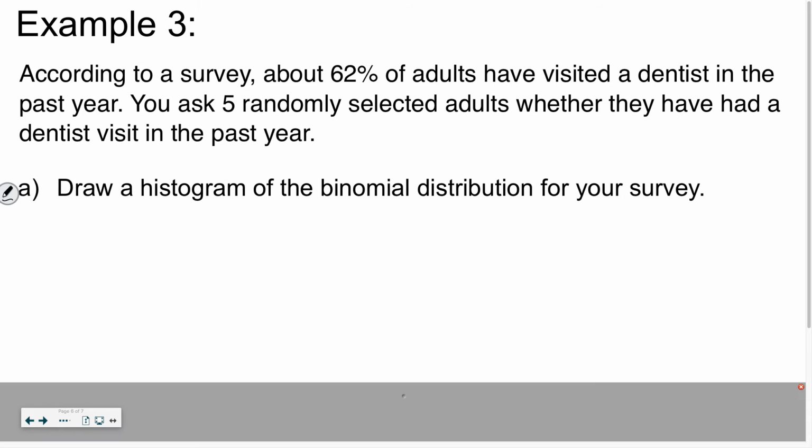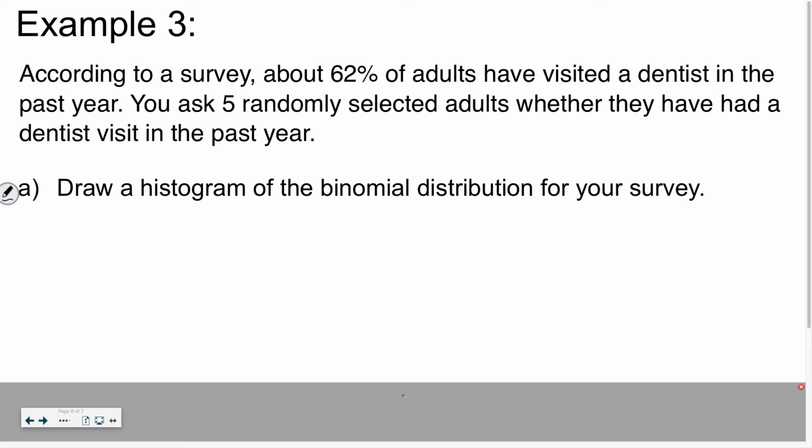Okay, now we're going to do the bigger problem. According to a survey, 62% of adults have visited the dentist in the past year. You ask 5 randomly selected adults whether they have had a dentist visit in the past year. Draw a histogram and a binomial distribution for your survey.